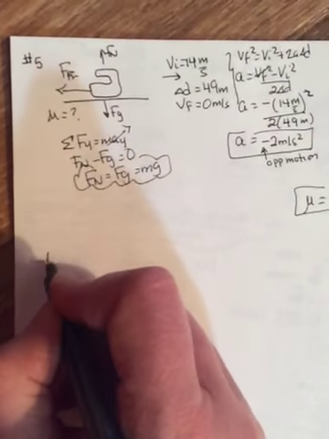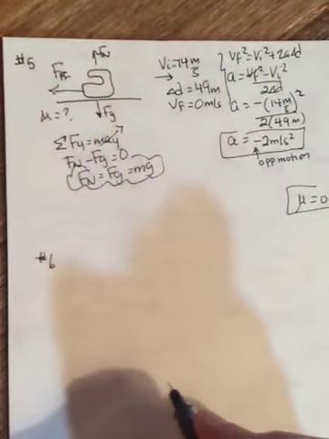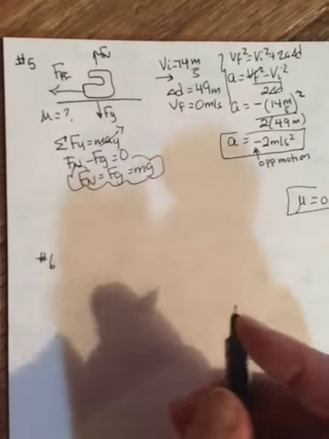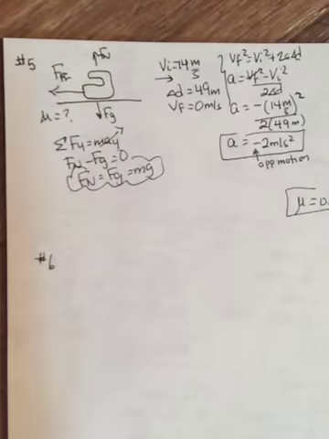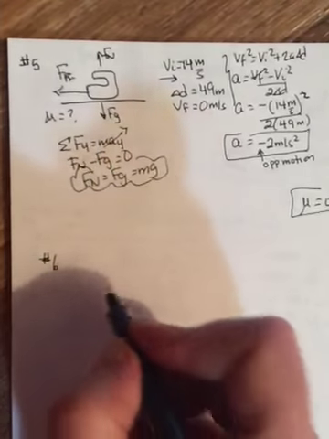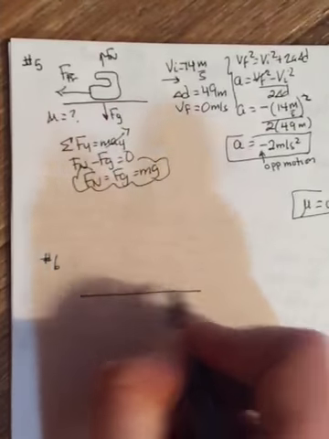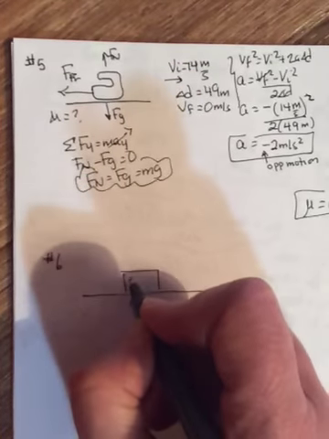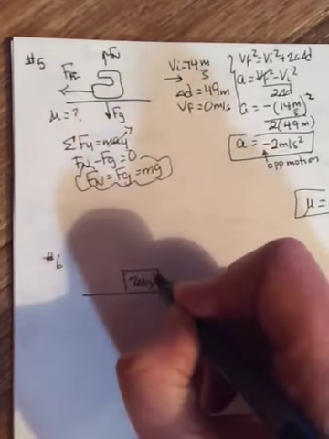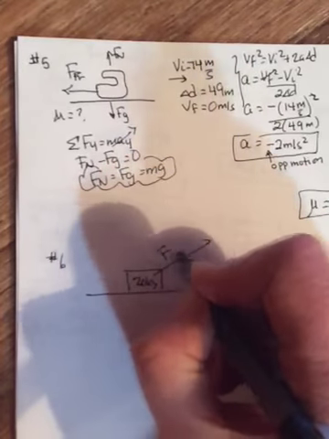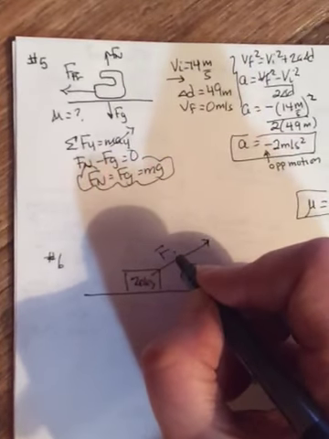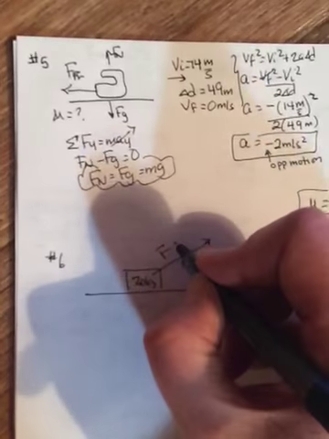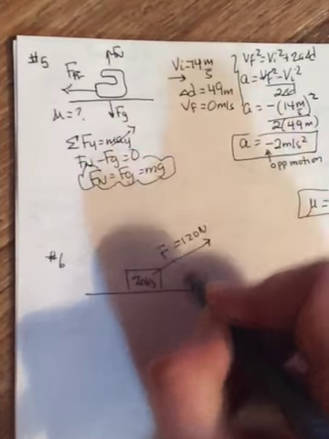Number 6 says a 20 kilogram box is being pulled across a level floor with the force of 120 newtons acting upward at an angle. Our friends the angles are back. All right, so this is a 20 kilogram box. It's being pulled by a force acting upward at an angle, and the force is 120 newtons.